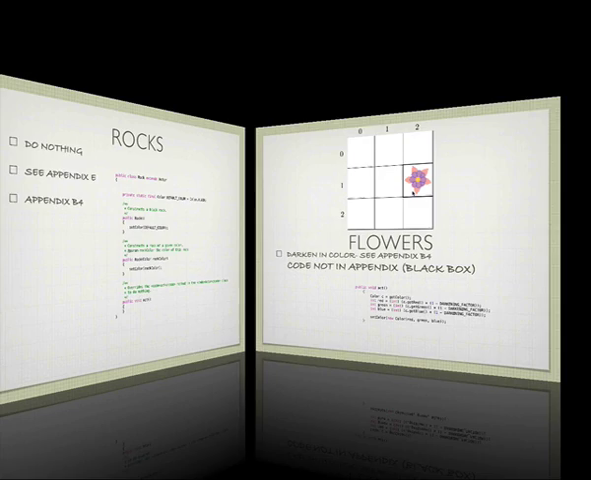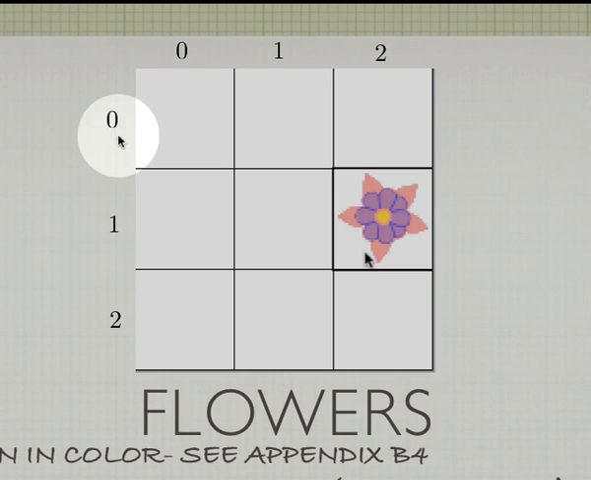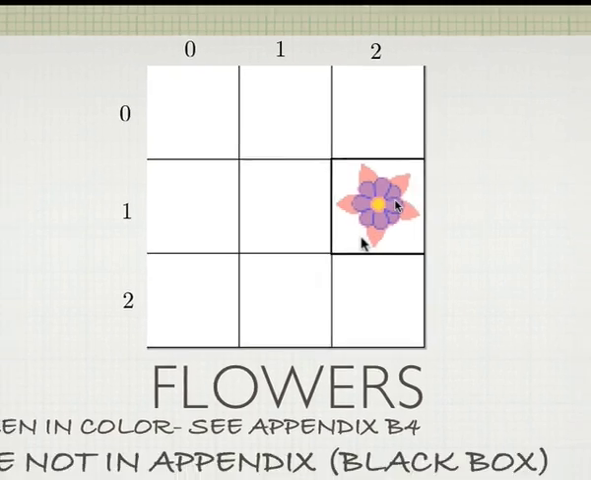Let's take a look at something more interesting like flowers. Here's a flower on a grid. Good to mention that grids are located by row and column. This is the 0 row, first row, and this is 0, 1, second column. And so the way we describe the location that this particular flower is occupying is 1, 2, because it's in row 1 and column 2.